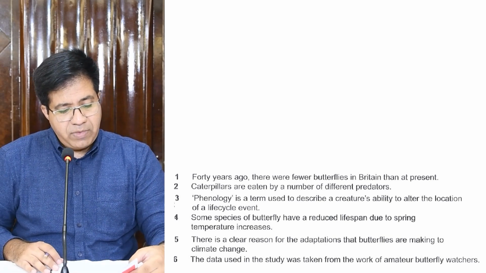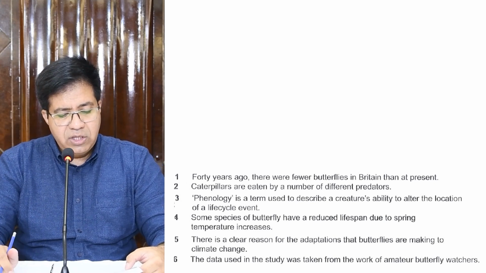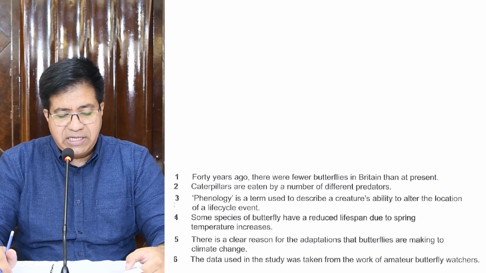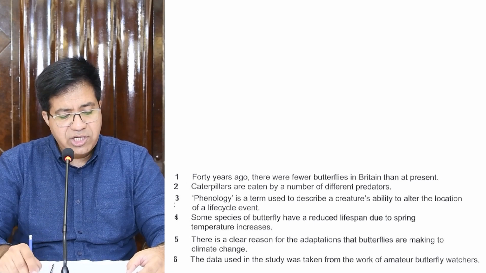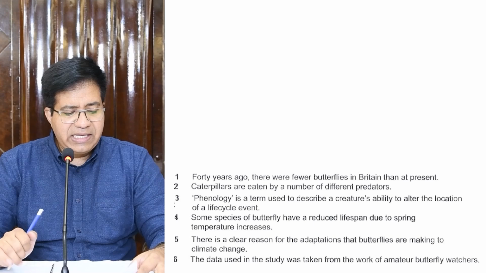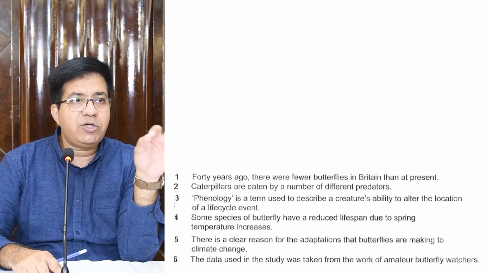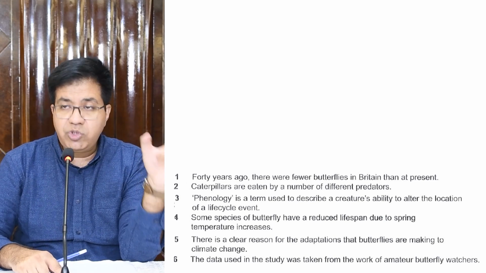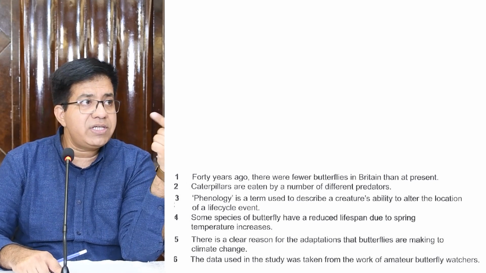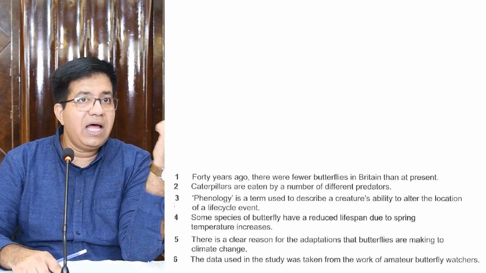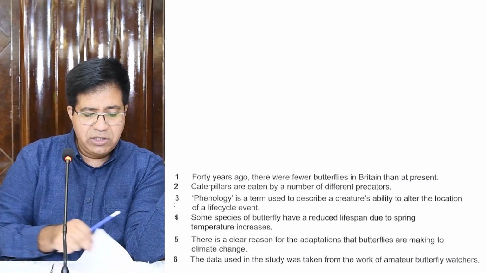Question number 3. Phenology, and there is the inverted comma. Phenology is a term used to describe creatures' ability to alter the location, underline the word location, alter location of a life cycle event. Now, if phenology is a term which is used to describe the creature's ability to alter, means to change, the location of a life cycle event, answer is true. If it is to alter something else, not location, then the answer is false. And if they don't tell us to alter something or not, then it is not given.